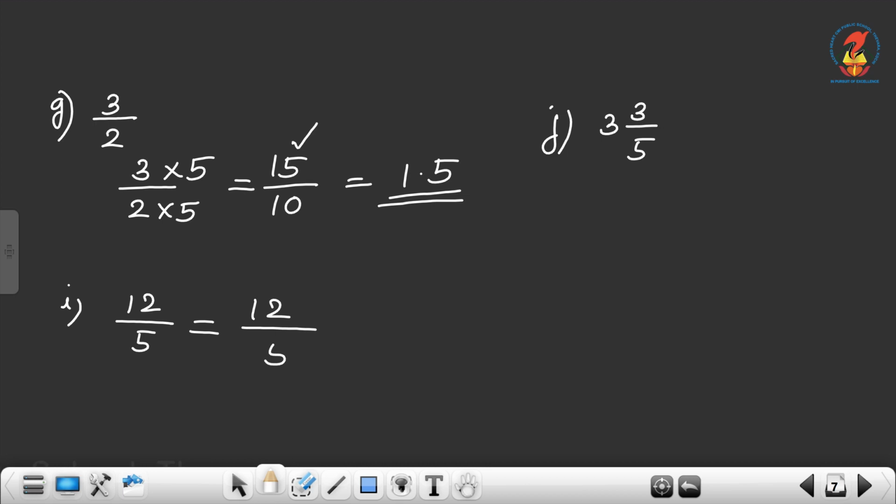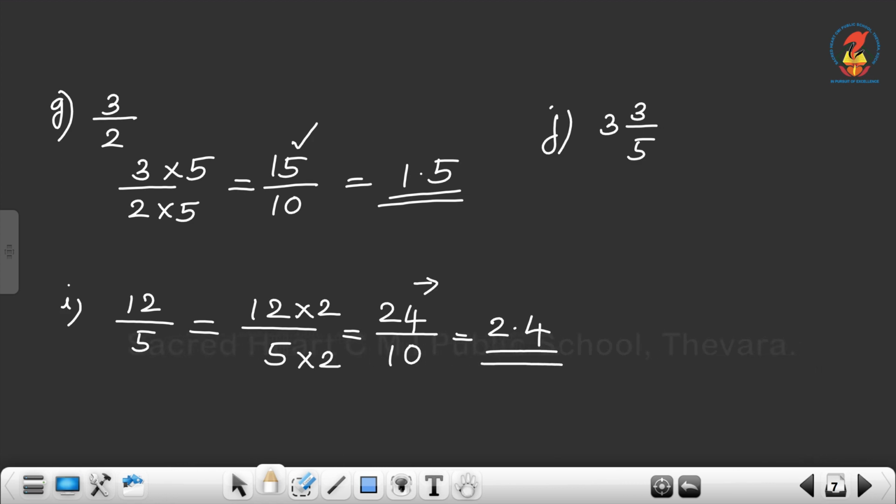Next, 12 by 5. If the denominator is 5, when you multiply both numerator and denominator by 2, the denominator will be changed into 10. So 24 by 10. Count the number of zeros in the denominator, only 1 zero. So you have to move only one digit to the right, starting from the unit digit, and after that put the decimal point. So it will be 2.4.